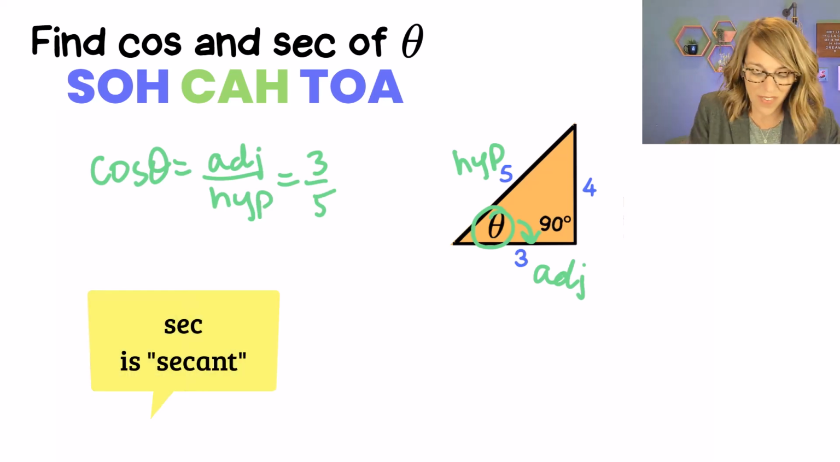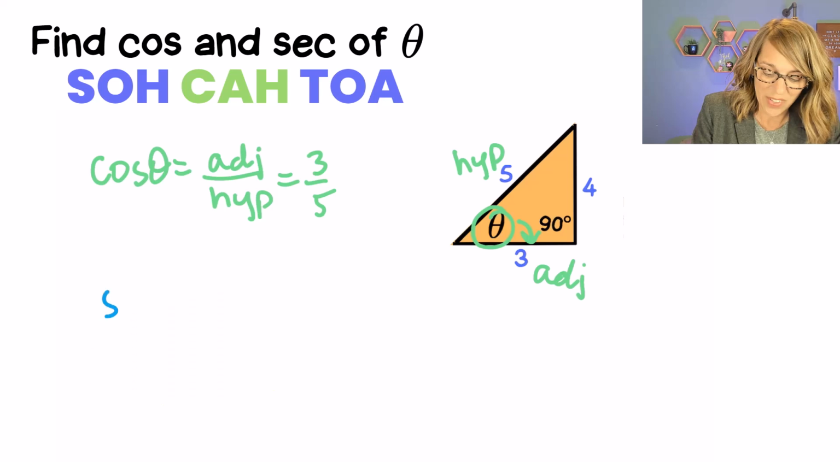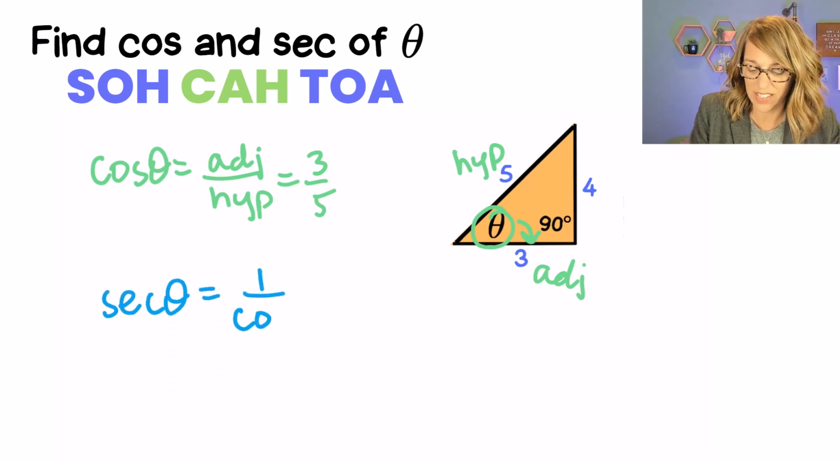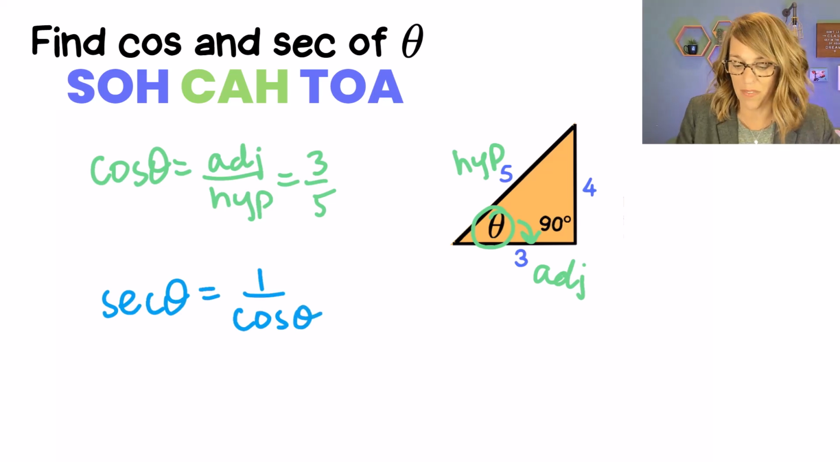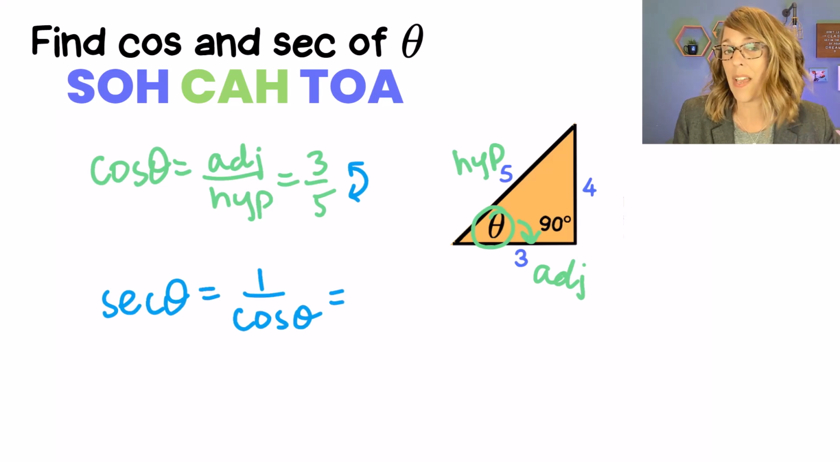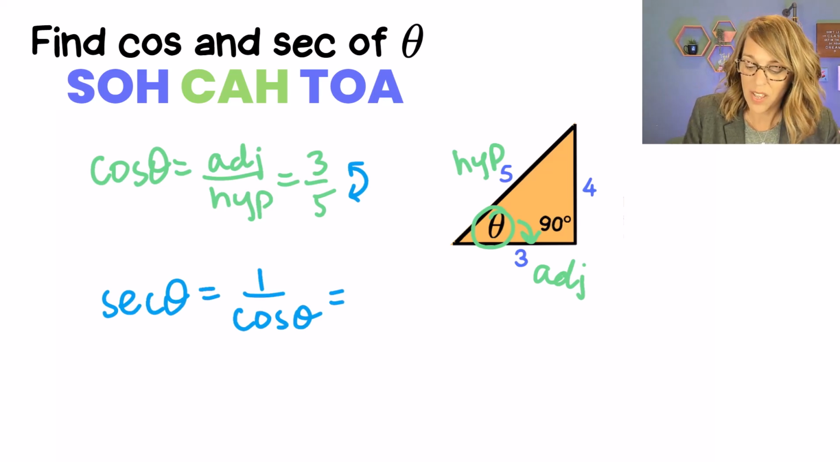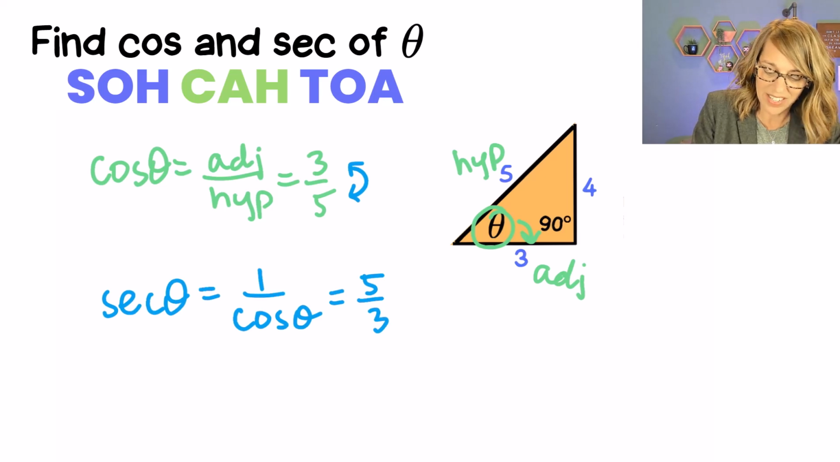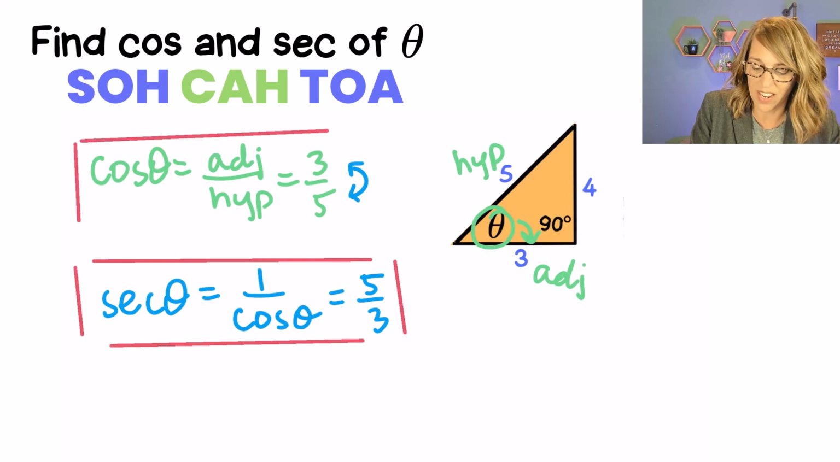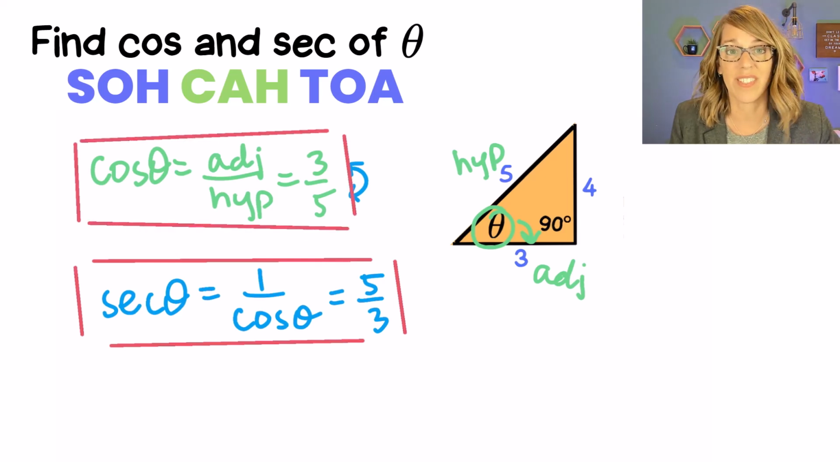Now I also want to find secant, and I know that secant of theta, and this is something that you're just going to need to memorize, is the reciprocal of cosine. So I can go ahead and take its reciprocal. It is hypotenuse over adjacent, but I really just want to reciprocate what I got previously, and I end up with secant is equal to 5/3, and that cosine was a 3/5.